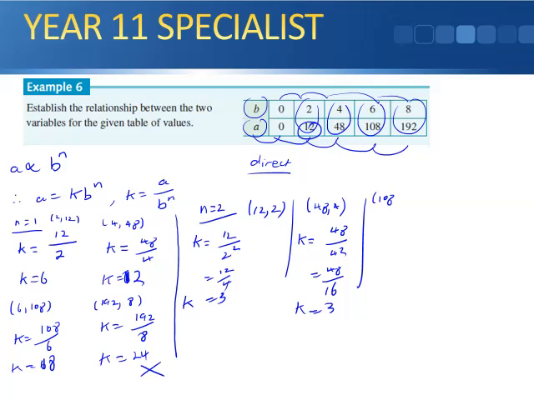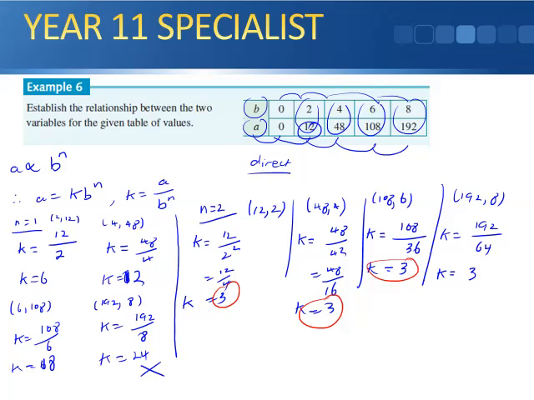The next one's 108 and 6, so K will equal 108 divided by 6 squared, which is 36, and that one equals 3. And the last one, 192 and 8, so I get K equals 192 divided by 8 squared, which is 64, and 192 divided by 64 equals 3. So therefore, since all these quotients are the same, I have worked out my K.